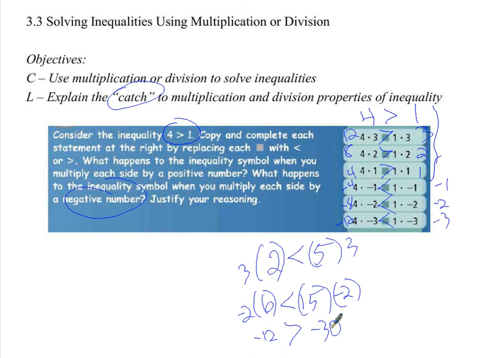So that's a rule that we're going to have to follow. That's the catch to multiplying, and here in a little bit we'll see that dividing also works the same way. If you multiply or divide by a negative number, the inequality symbol has to flip. That's not true for addition and subtraction. It's only true for multiplication and division. So that's the catch you need to be watching for anytime you're multiplying or dividing. If it's a negative number, the inequality symbol flips.